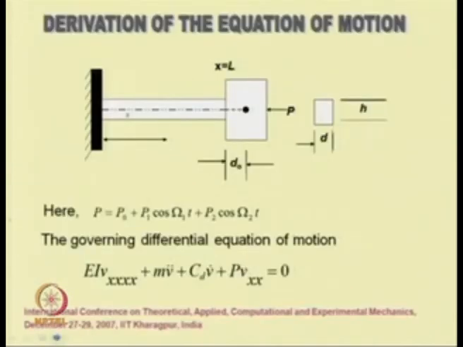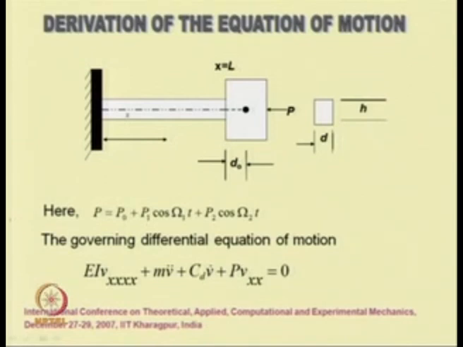We can see another example also. Let this be a simple cantilever beam with an attached mass, where the point mass is concentrated at a distance d 0 from this end. In that case, let us apply a force P equal to P 0 plus P 1 cos omega 1 t plus P 2 cos omega 2 t.